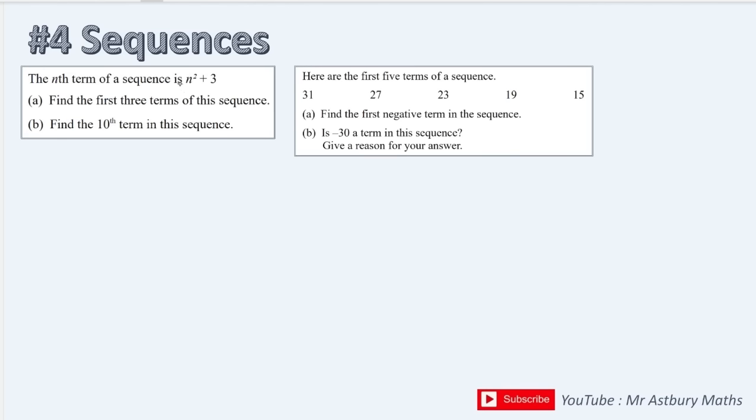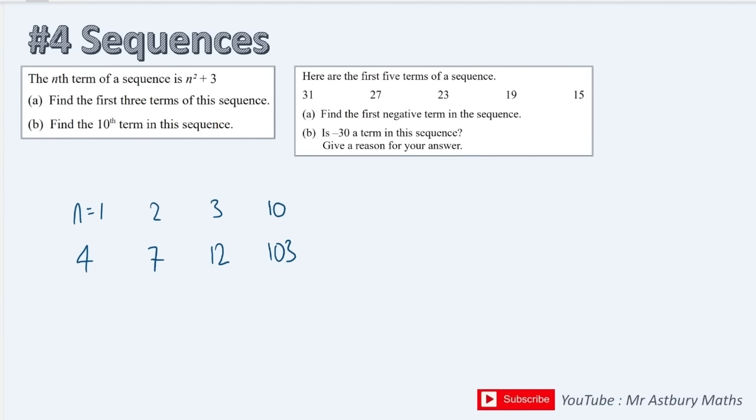And this time we're given an nth term, we're asked to work out the first three terms of the sequence. Well, n would equal 1 in the first instance, and then 2, and then 3. When n is 1, I'm going to be doing 1 squared plus 3, and that's 1 times 1 plus 3, which is 4. When n is 2, I'll be doing 2 squared, which is 4, plus 3 is 7. And when n is 3, I'll be doing 3 squared is 9, plus 3 is 12. And the 10th term in the sequence is when n is 10. So I'll be doing 10 squared plus 3, which is 103.